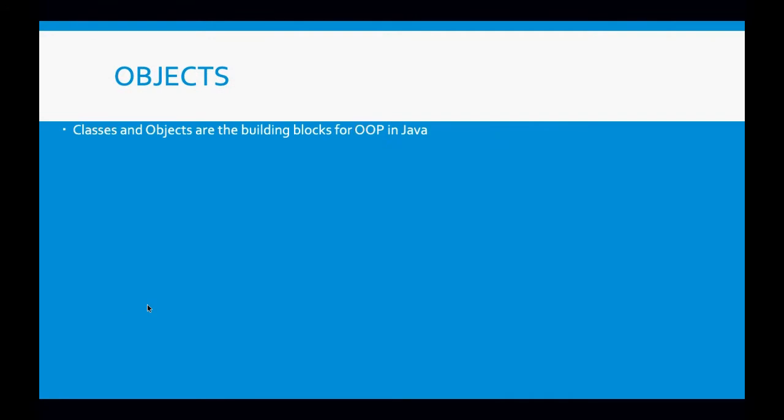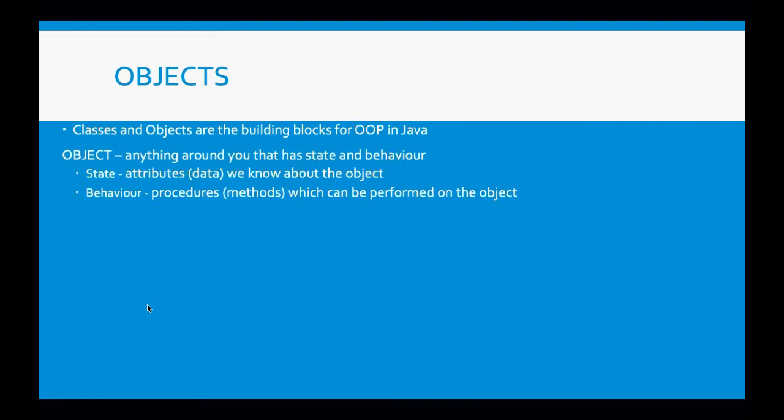So what is an object? First of all, classes and objects are building blocks for object-oriented programming in Java. So these are the things that are required for OOP to work in Java. Objects are anything around you, literally your bag, your laptop, anything you can see around you, your chair, your table, if you have a bicycle, different things that you know that have a state and behavior.